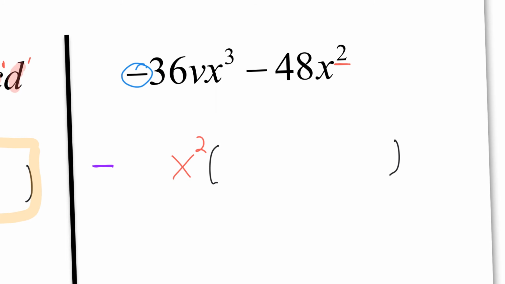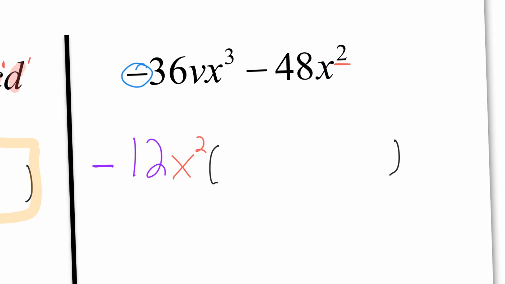12 goes into 36, and 12 goes into 48. So that means that you guys are going to take out a 12. That is the greatest common factor. If you guys use 6 instead of 12, your answer is wrong. So make sure you always use the greatest common factor.